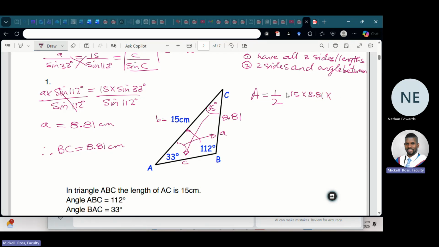Times the sine of the angle, which is the sine of 35. So you can just do it all in one on your calculator: sine of 35 times 8.81 times 15 divided by 2. So you get that the area is equal to 37.90, and this is in centimeters squared. So that is how you could go about working out the area, because you know this side, and the angle between the two sides.